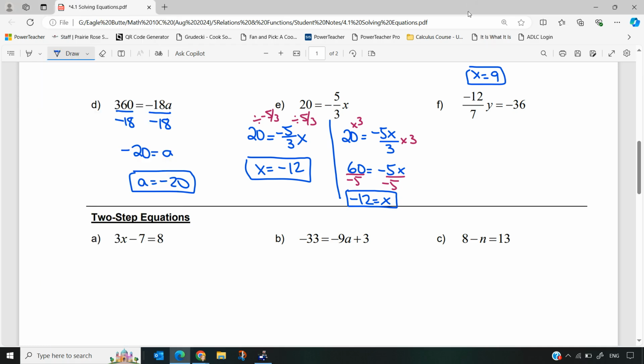The other option is to rewrite this as a two-step problem. So I would have negative 12y all over 7 equals negative 36. So my first step would be to multiply by 7 on both sides. Again, what you do to one side, you have to do to the other. That would give me negative 12y equals negative 252. Then I would divide by negative 12 on both sides, and that would give me y equals 21.